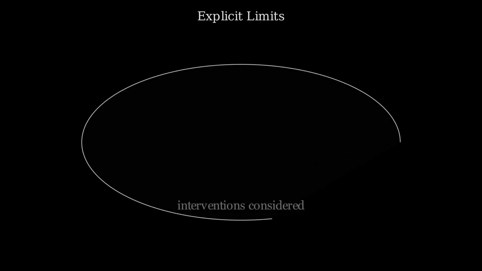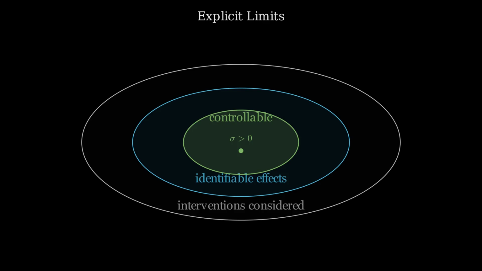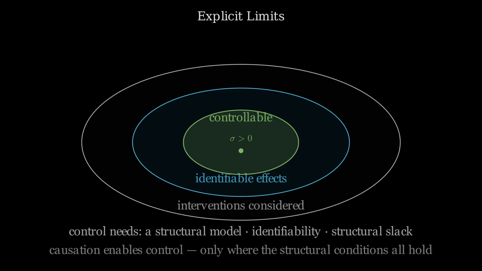Effective control requires three conditions simultaneously: a correct causal model identifying the true cause, a causal effect that is identifiable from available data, and structural slack, sufficient distance from the absorbing boundary. If any one of these conditions fails, control fails. Correlation-based intervention fails the first condition. Hidden confounders fail the second. Zero slack fails the third. The conditions are not redundant. Each one is separately necessary.